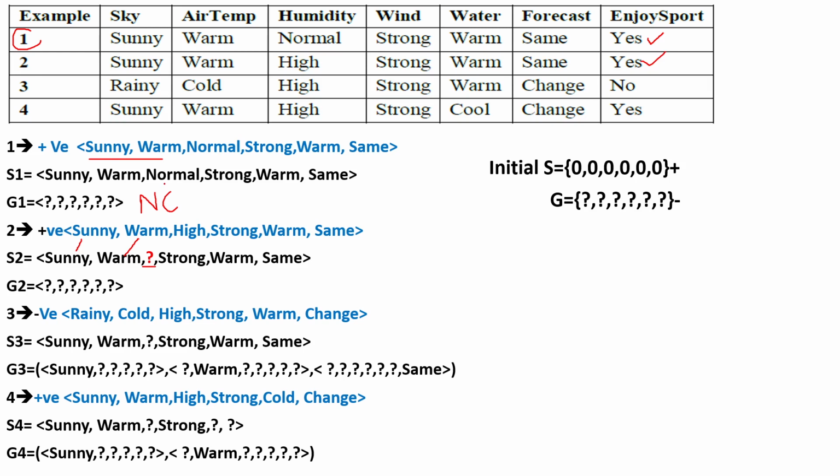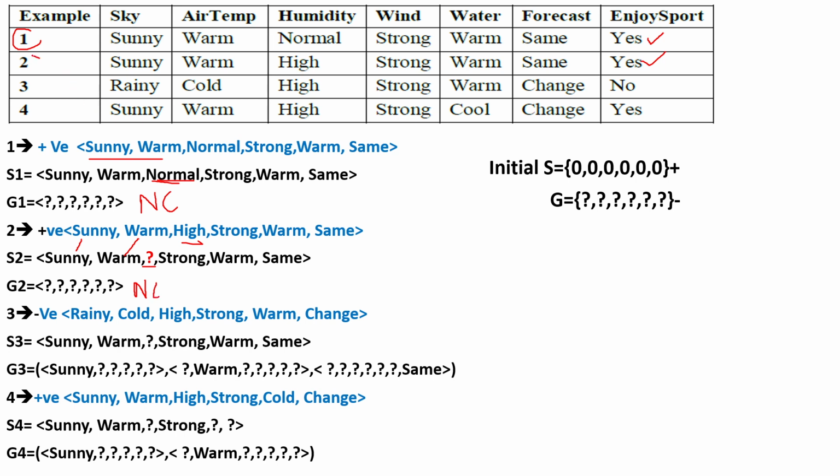Earlier it was normal, it changed to high, so it has to be replaced by a question mark. This step is almost similar to Find-S algorithm. There is a change from normal to high, so you have to replace it by a question mark. Strong to strong, still strong only. Warm, again warm, same, no change, so all other parameters are the same. No need to modify the general hypothesis.